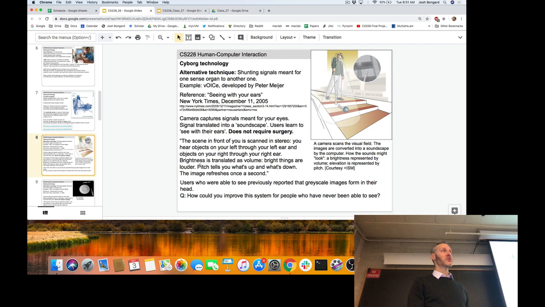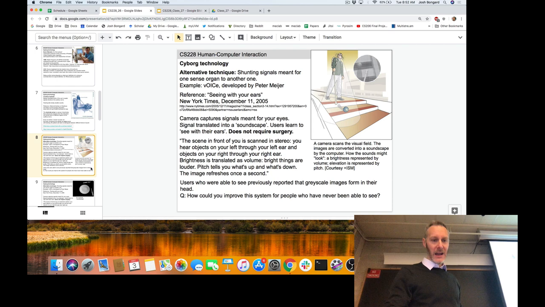For some subjects, again, it differed for lots of different people, users who were able to see previously, so their brains have experience with interpreting spatially organized structures, would actually form grayscale images in their head. They would report that they see a large, bright colored object in their upper left visual field. Okay. It's hard to wrap your mind around what this would be like.